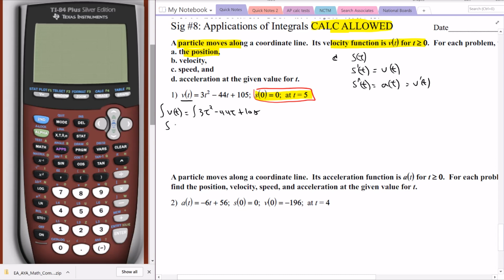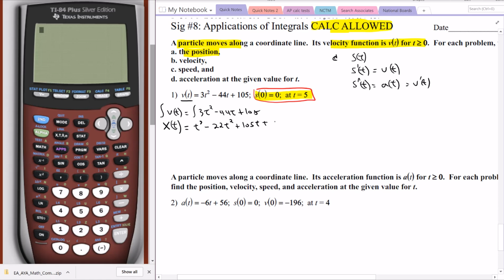We can call that s of t. I shouldn't use an s because it looks like my integral symbol. So let me call my position function x of t, right? That's another way to write it. Integrate this, you're going to get t to the third over 3, which cancels that 3, minus 44t squared over 2, which is 22t squared, plus 105t, plus what?